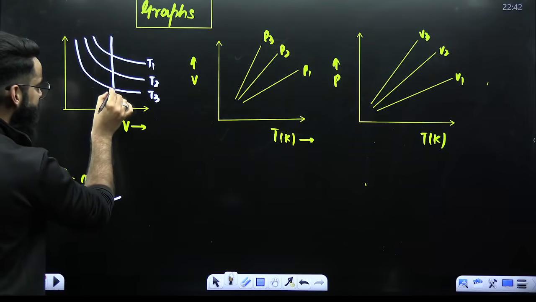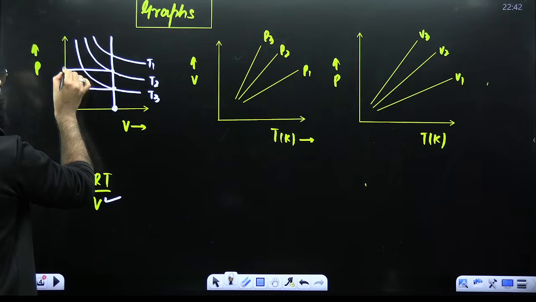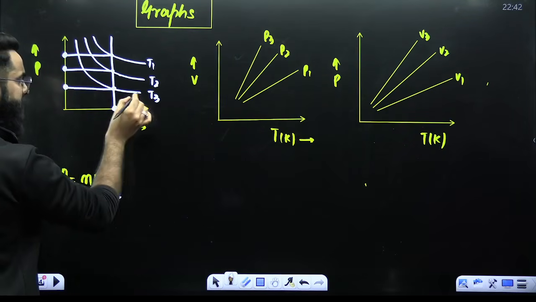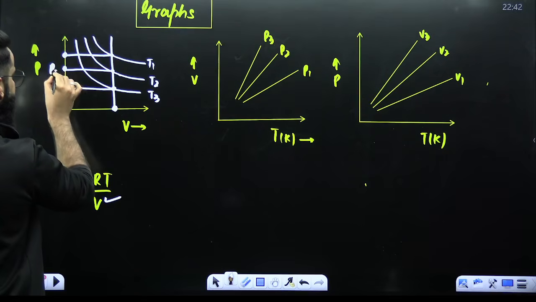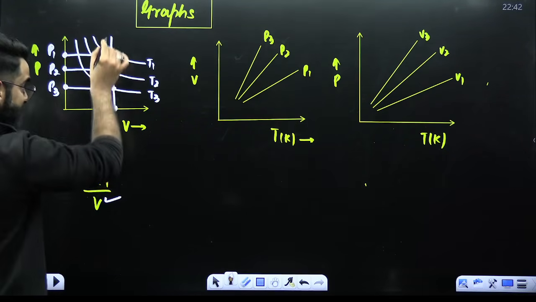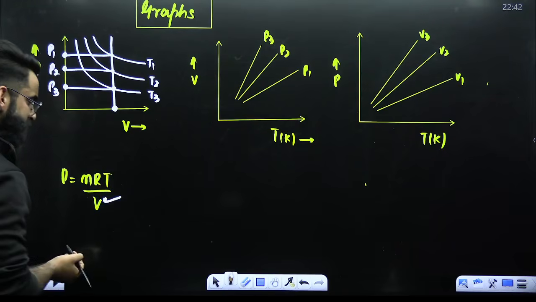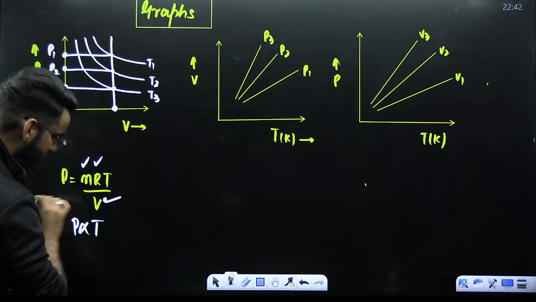After drawing a straight line, get the value of these pressures over here. Corresponding to temperature T3, let the pressure be P3 here, let the pressure be P2 here, let the pressure be P1 here. Since, my dear students, I have drawn a straight line, that means I have kept volume constant. N is already constant, R is already constant, so I can say pressure is directly proportional to temperature.